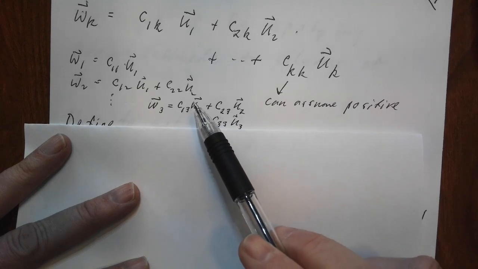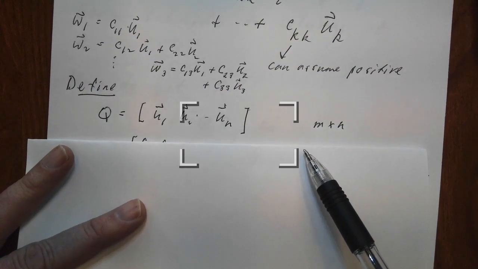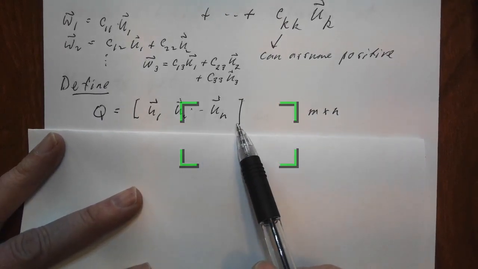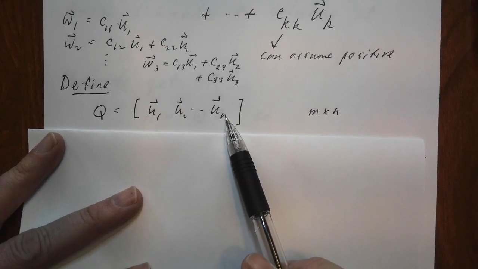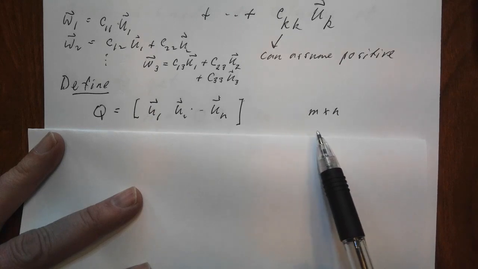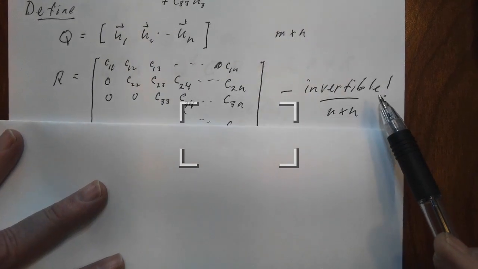W5 would be a linear combination of U1, U2, U3, U4, and U5. So here's how we're going to define our matrix Q. Q is going to be made up of these orthonormal basis vectors that we obtain using the Gram-Schmidt process. Each of these vectors is in Rm, and there are n of them, so Q is an m by n matrix.